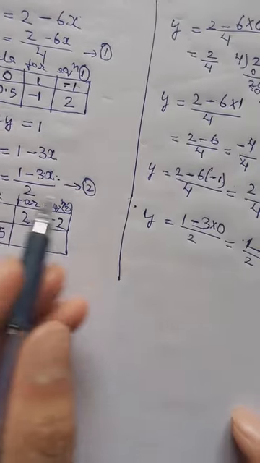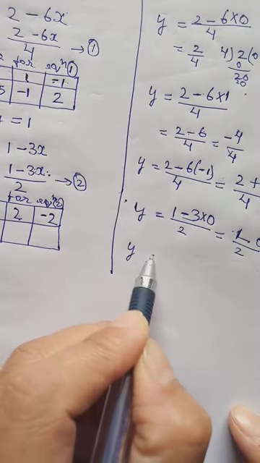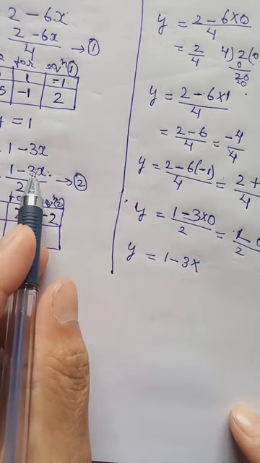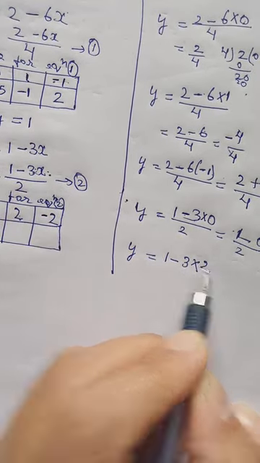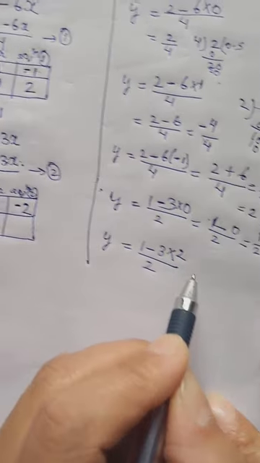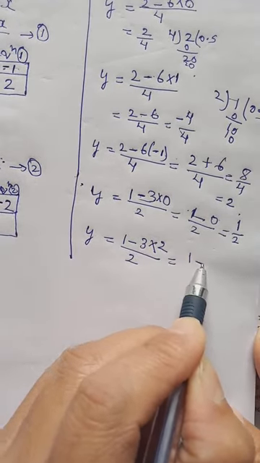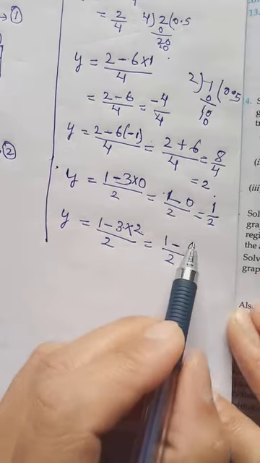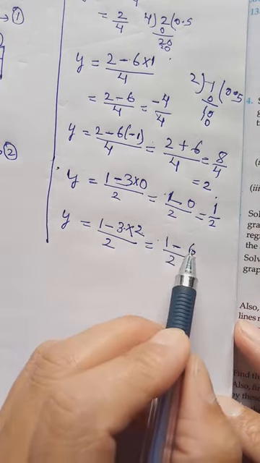Then next let us calculate for 2. 1 minus 3x, in place of x now we put 2, so 3 into 2, because we chose 2. Then divide by 2. So it will be 1 minus 3 into 2, 6, divided by 2. 1 minus 3. So let's minus it.